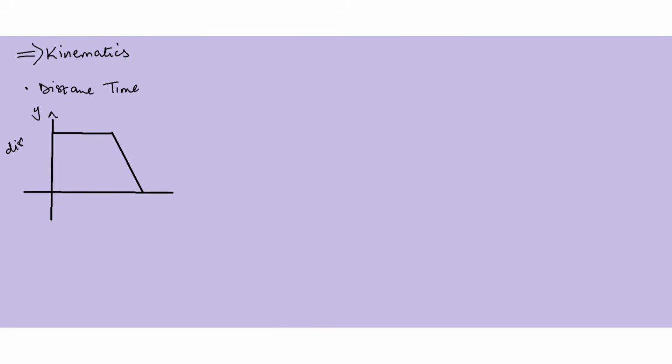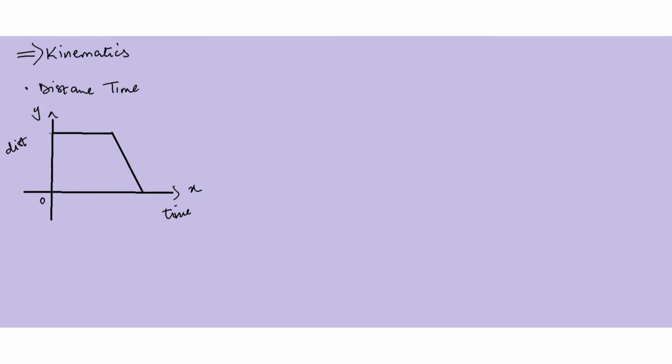So for kinematics, firstly, we talk about speed, distance, and time. If you have a distance time graph, let's sketch that. Let's say this is your distance time graph. On the y-axis, you'll have your distance. On the x-axis, you'll have your time.